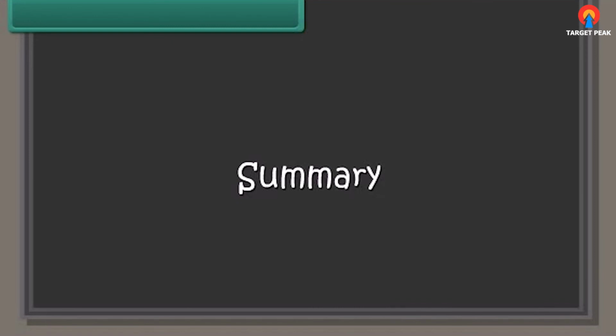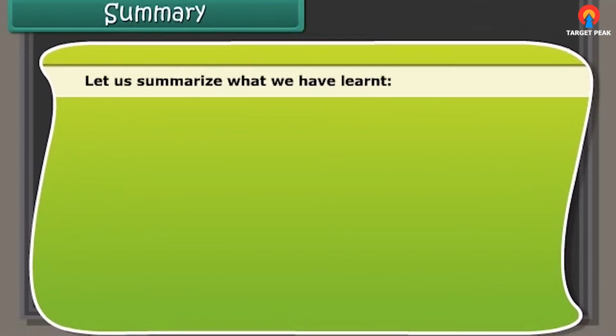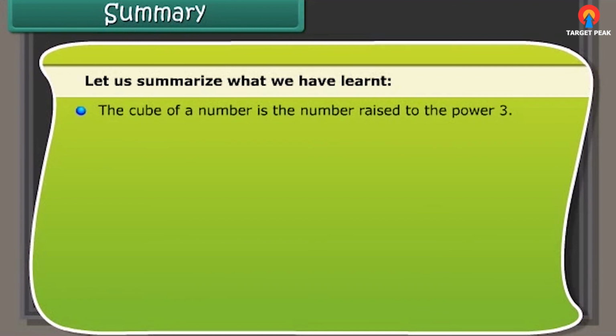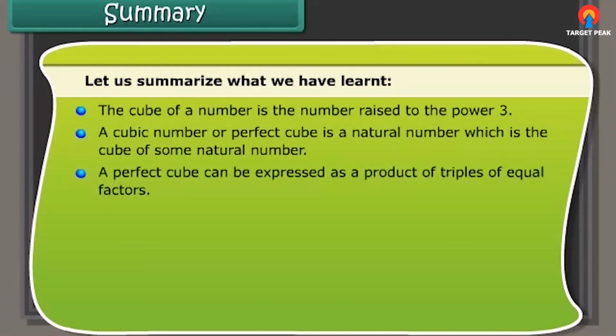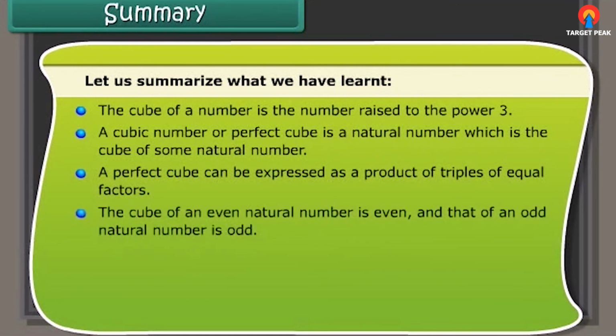Summary. Let us summarize what we have learned. The cube of a number is the number raised to the power 3. A cubic number or perfect cube is a natural number which is the cube of some natural number. A perfect cube can be expressed as a product of triples of equal factors. The cube of an even natural number is even, and that of an odd natural number is odd.